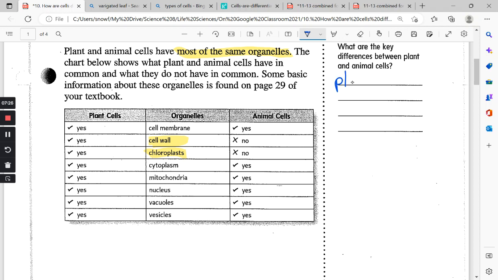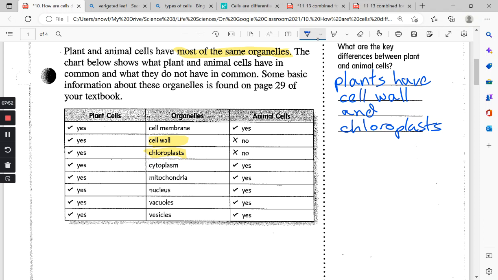So let's write that in here. Plants have cell wall and chloroplasts. Okay, so we've got cell wall and chloroplasts.